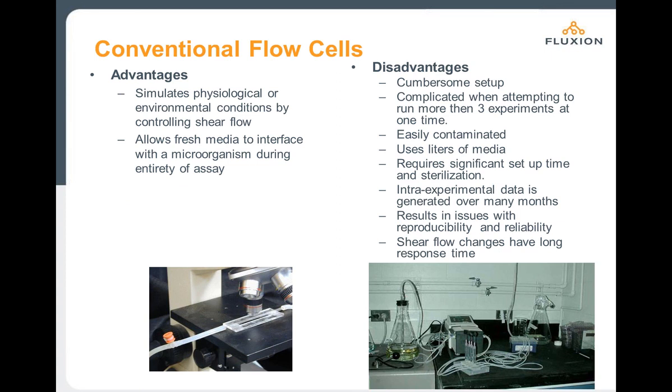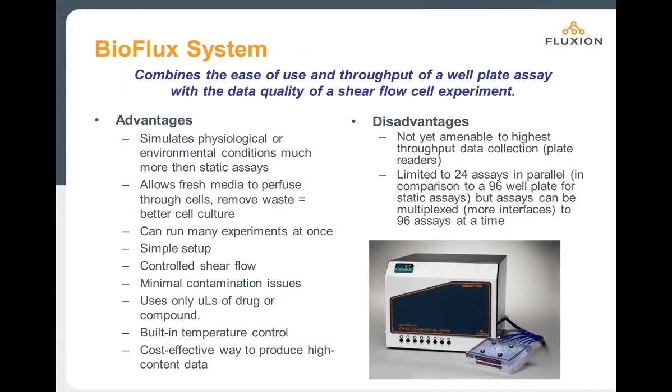The biggest limitation here is the amount of media that you need, the amount of blood that you would need for this type of experiment, and the control that you would have over the flow with this type of pump. And a perfusion system like this would not give you precise control over the shear stresses that you're putting on your samples. The BioFlux combines the throughput of a 96-well plate with the high-quality data of a flow cell. And so essentially it's an array of flow cells that are put together.